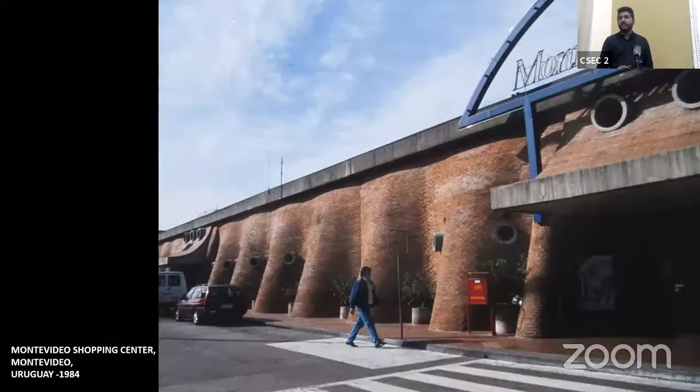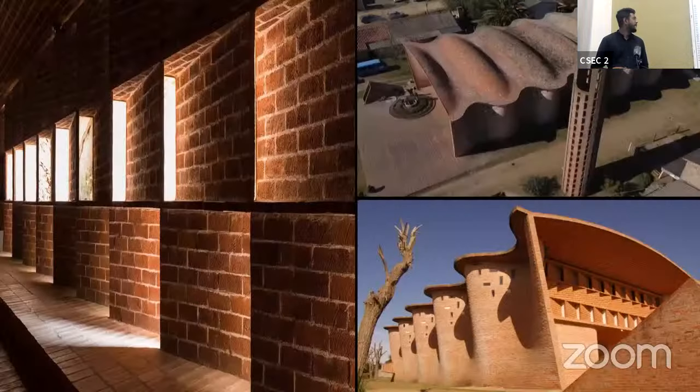See, this is a shopping center. Brick-walled structures. Look at that roof.